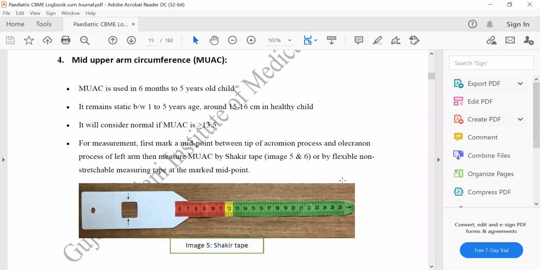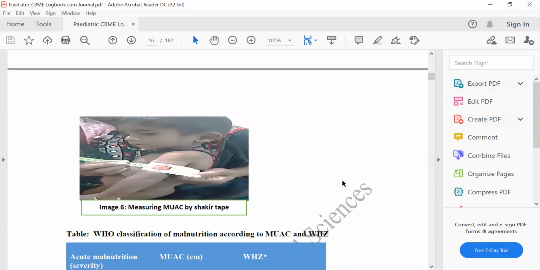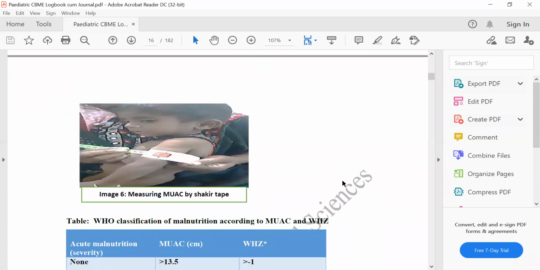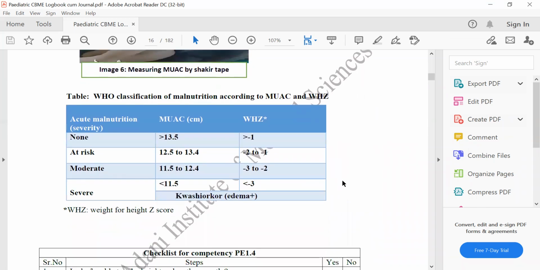Then about the mid upper arm circumference, a few important aspects about the MUAC, and this is the picture of the Shakir tape, and this is the image showing the measuring of the MUAC by Shakir tape. Then this is the WHO classification of malnutrition.